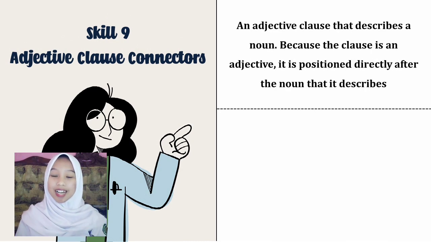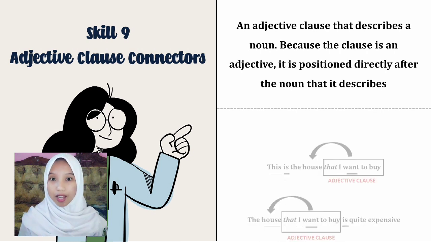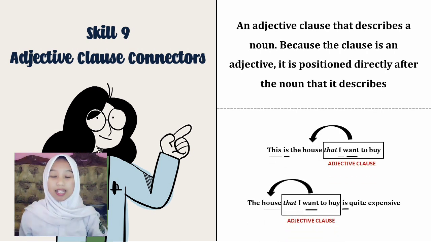In Skill 9, an adjective clause describes a noun. Because the clause is an adjective, it is positioned directly after the noun that it describes. In the first example, there are two clauses. This is the subject of the verb is, and I is the subject of the verb want. And then that is the adjective clause connector that joins these two clauses, and the adjective clause that I want to buy describes the noun house.